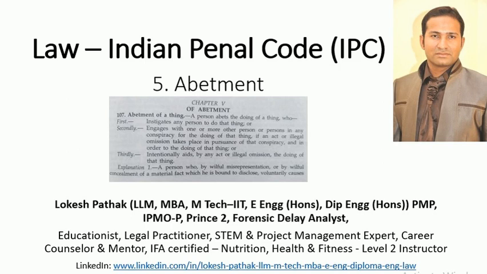Now, as we've seen that there are three types of abatement, we'll discuss all these three one by one. The first is abatement by instigation. So what is instigation? First we should know. Instigation is an act of inciting another to do a wrongful act. It is basically inducing a person so that he does something which is a crime or offense.